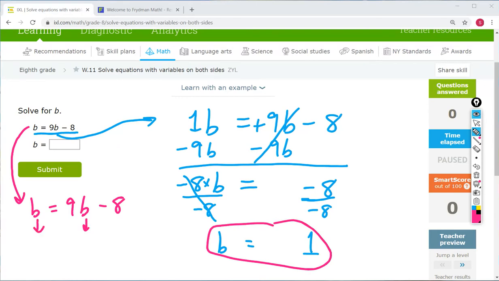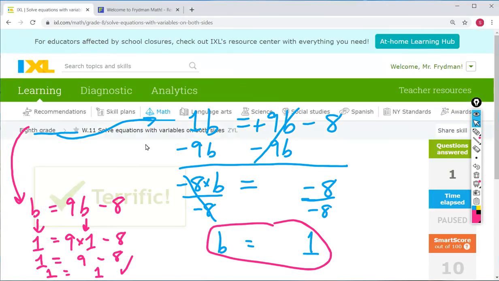wherever I see b. So I have 1 equals 9 times 1 minus 8. So 9 times 1 is 9, and 9 minus 8 is 1. So I get 1 equals 1, which is true, so that's good. The answer here is 1.